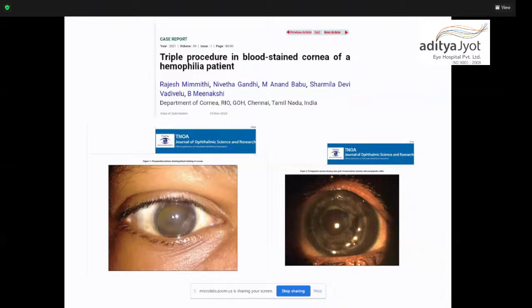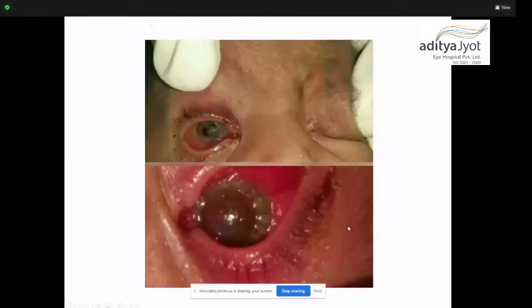And here again, you can see the blood staining of cornea. This is one important question for the examiner as well. The differential diagnosis for blood staining of cornea is dislocated lens in the anterior chamber. So the procedure that was done for this case was the triple procedure; AB sir did this case. That is a penetrating keratoplasty with a cataract extraction and intraocular lens.